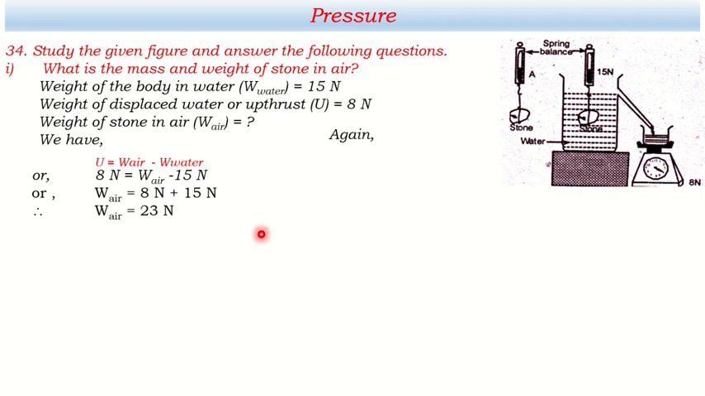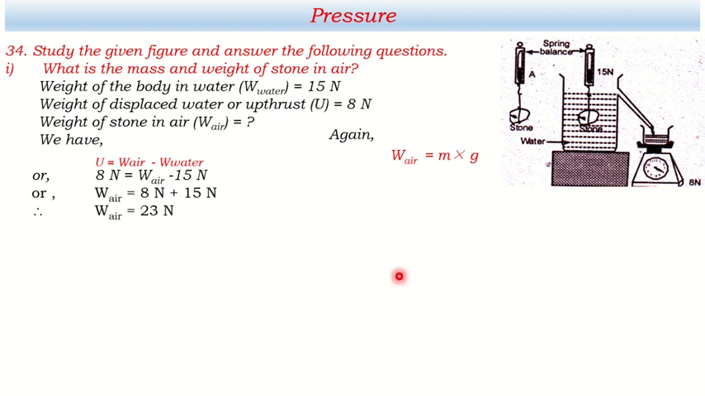Okay, now another point is also asked. Mass: the weight of the body in air is equal to mg. W air equals m into g. The weight of any object can be calculated with the help of its mass and acceleration due to gravity. This equation can be used.